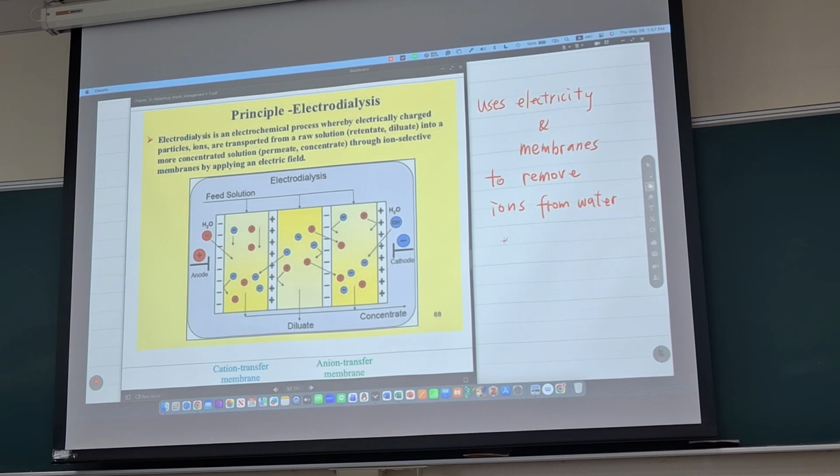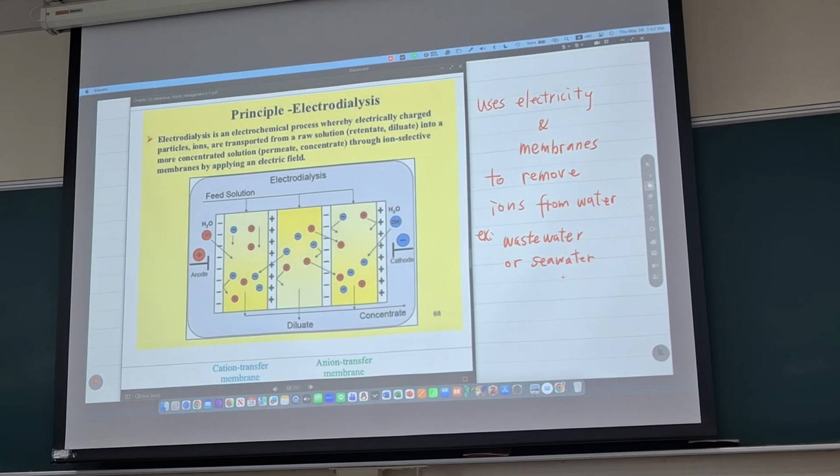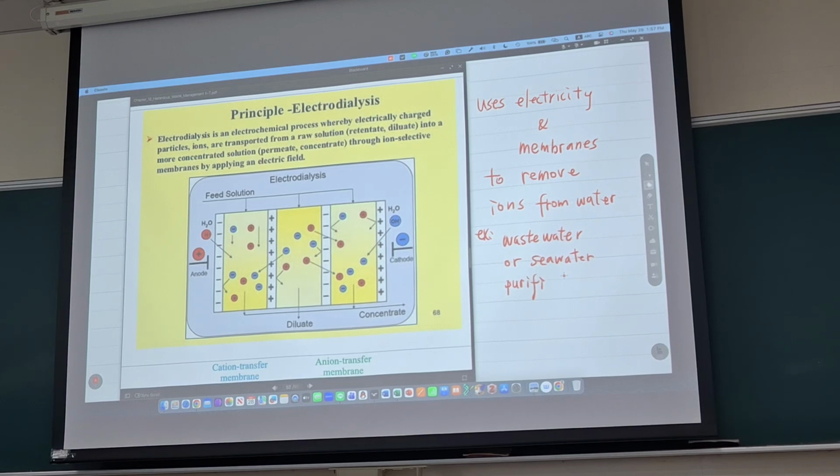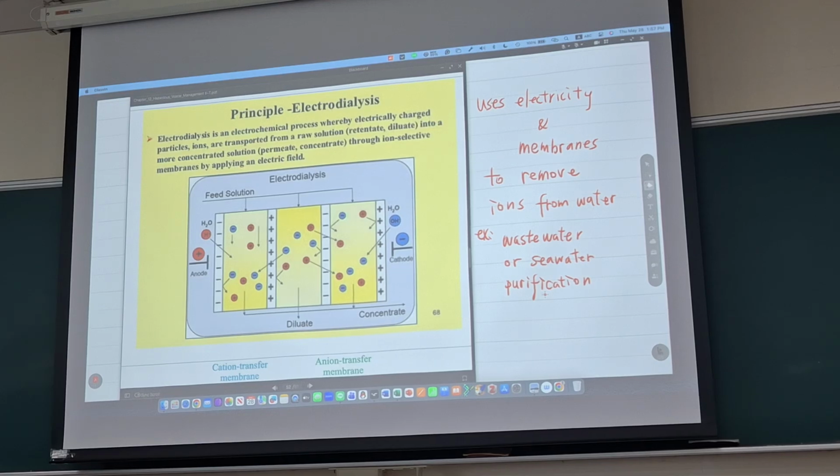So it's good for, for example, wastewater or seawater purification. Also for soil removal.